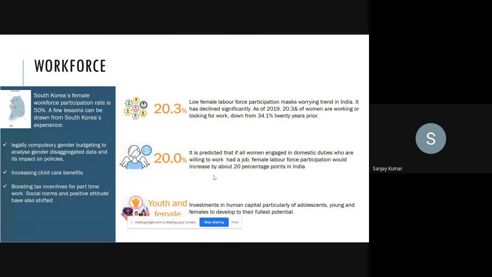And what we need to do in India is to really think about how we boost female labor force participation. One study predicts that if all women engaged in domestic duties currently, who are willing to work, are given a job, the female labor force participation would increase by about 20 percentage points in India. So these are simulation and estimation exercises. And I think we need to work heavily on those to increase labor productivity, as well as encourage women to come to the labor force. And that's what is important.